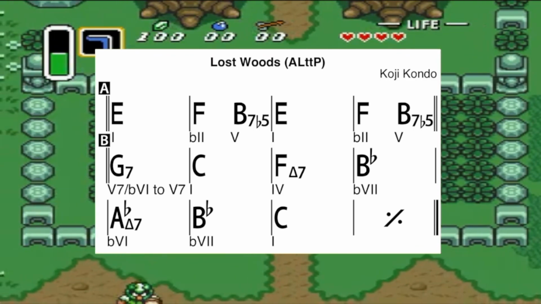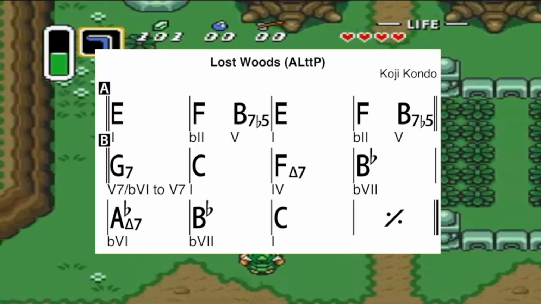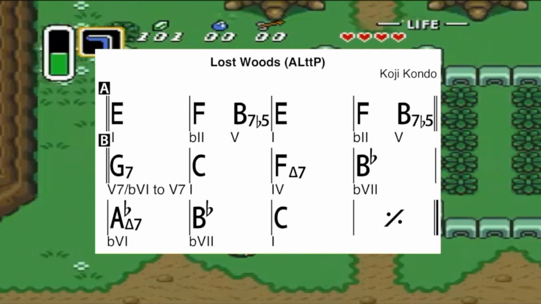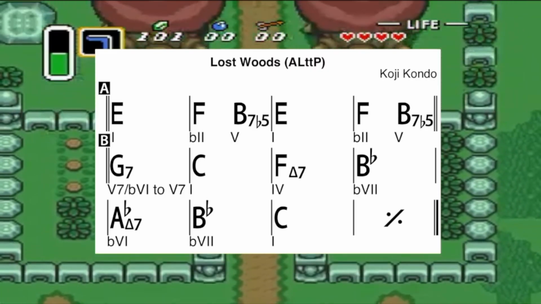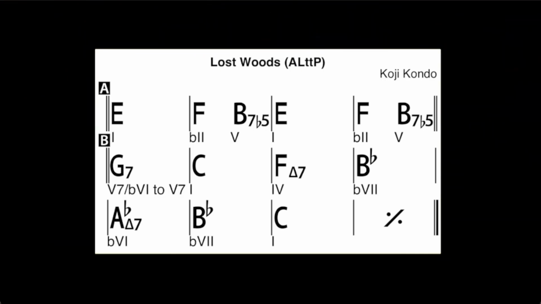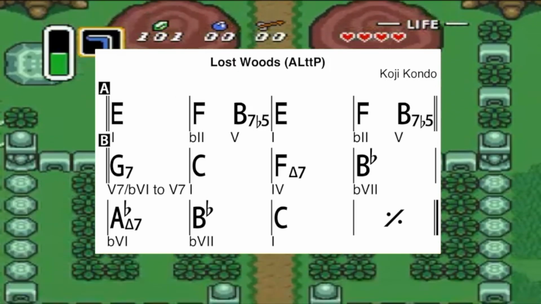Today's video is on the Lost Woods theme from A Link to the Past. This is a very important piece of music because it's the start of a pattern that shows up throughout the Zelda series. In The Legend of Zelda, Koji Kondo often contrasts the key of E major with the key of C major. And this relation is not that intuitive.